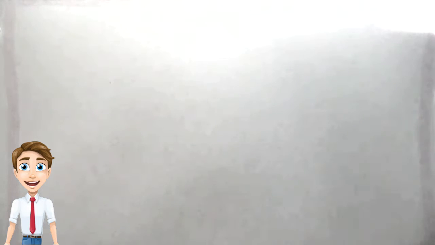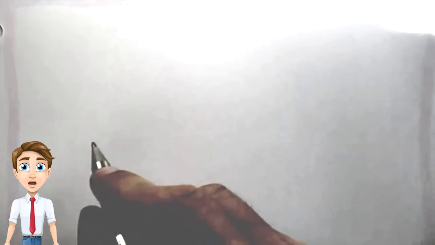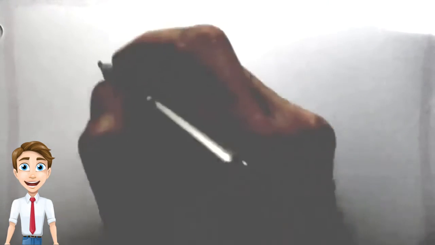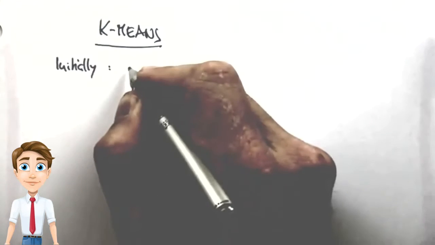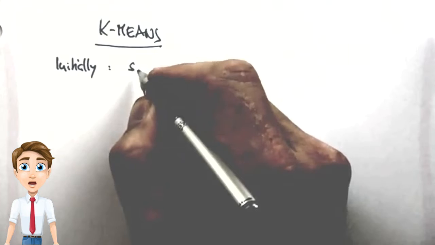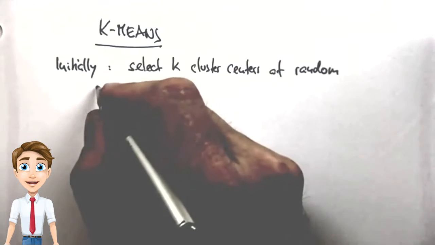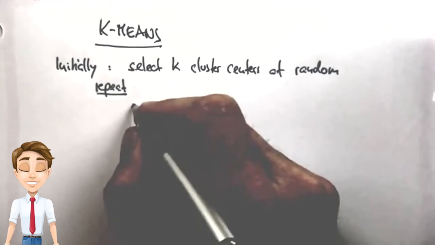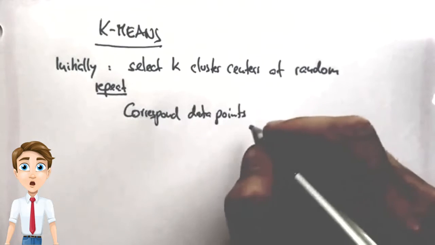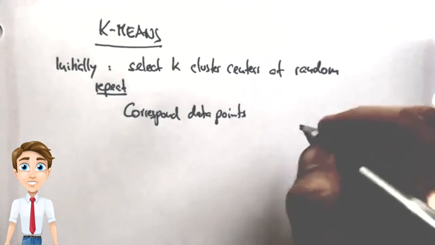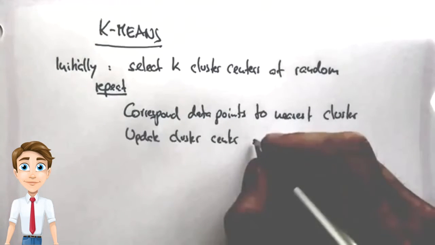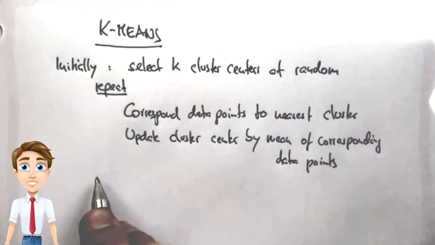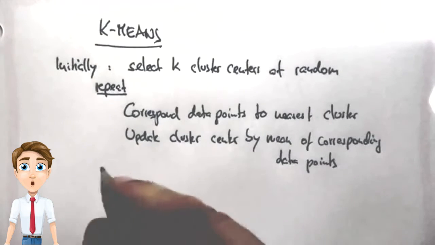You just learned about an exciting clustering algorithm that's really easy to implement called k-means. To give you the algorithm in pseudocode, initially we select k cluster centers at random, and then we repeat. In a correspondence step, we correspond all the data points to the nearest cluster center, and then we calculate the new cluster center by the mean of the corresponding data points. We repeat this until nothing changes anymore.